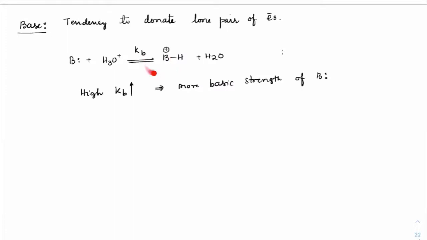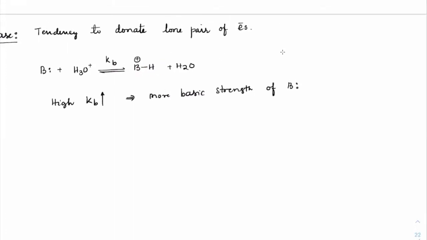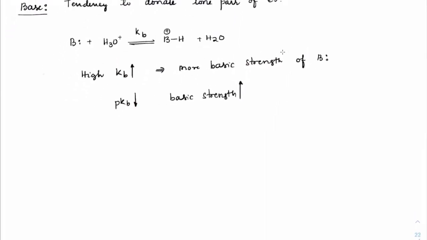Now the other way of looking at it: I think I already told you about how we relate pKa and pKb of the conjugate acids and bases. Suppose if the Kb value is high, so I can say that the pKb value should be low, right? And basic strength, if you assume, will be high, right? So for high basic strength, either the Kb value should be high or the pKb value should be low. This is with respect to Kb.